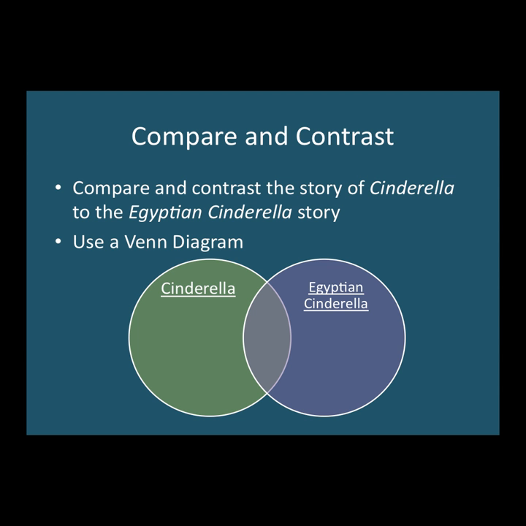Yesterday we read the 2 stories, Cinderella and the Egyptian Cinderella. Using a Venn diagram like the one below, compare and contrast these 2 stories. What do they have in common? How are they different?